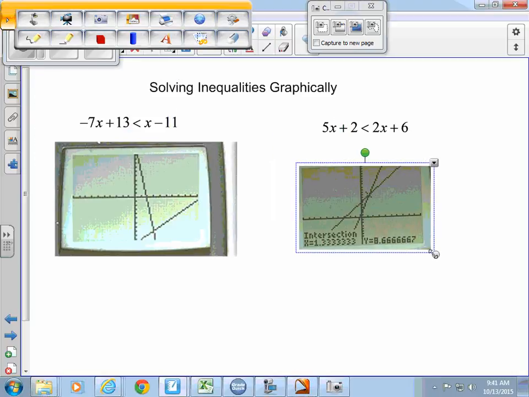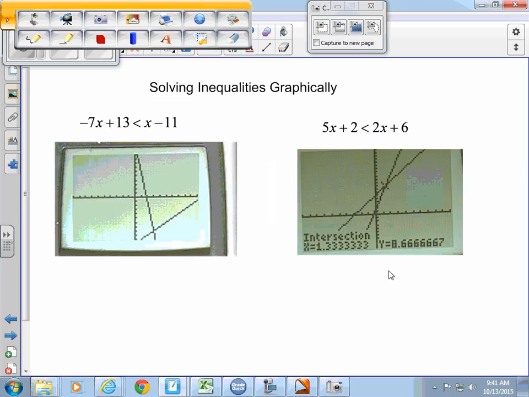Okay, so if we graph both sides of that equation, this is the picture that comes up. Everyone agree? Yeah. And I found the intersection, 1.3 repeating and 8.6 repeating. And 1.3 repeating is about 4 and a third, right? So I want to know which one is, I'm looking for this one to be less than this one, right? Yeah. Well, the 2x plus 6, I'm going to color code that. That's this one right here.